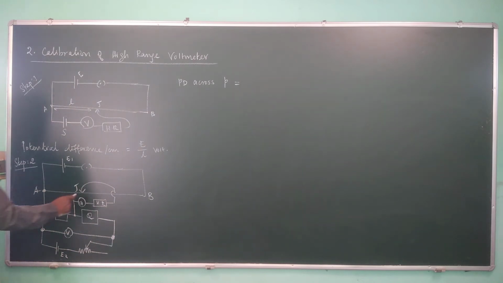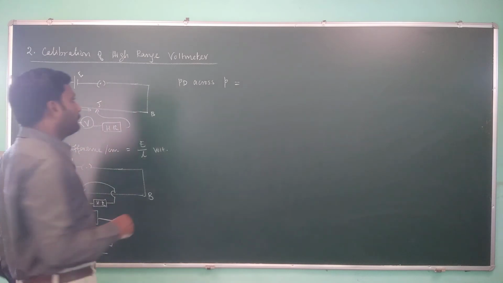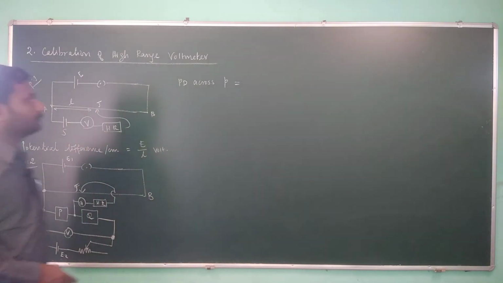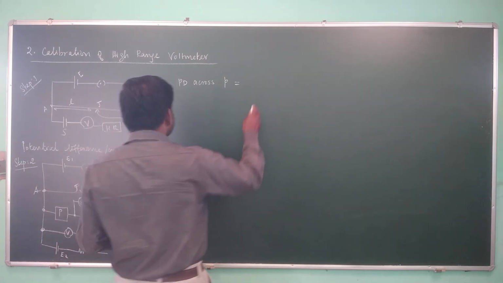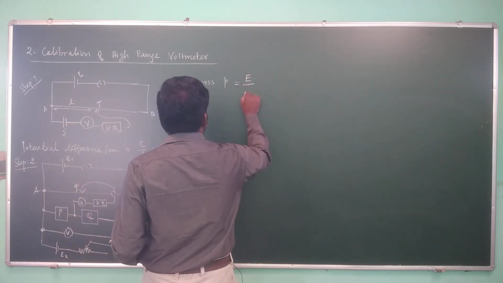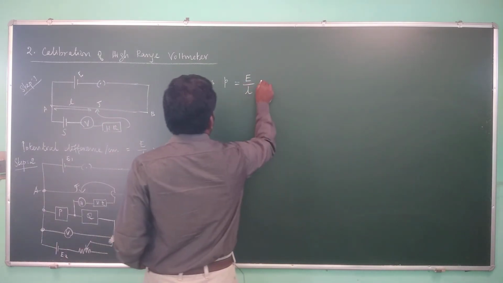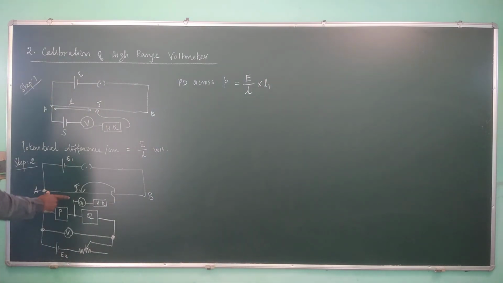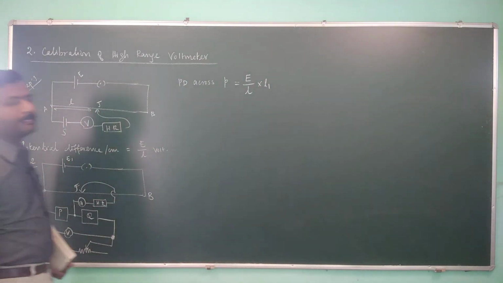You set a particular value and keep V constant. Now you move the slider over the potentiometer from A to B, and find the balancing length for a given P, provided the potential difference does not exceed that between A and B. In that case, you can write this as E by L multiplied by the balancing length we calculated in step 2, that is L1.